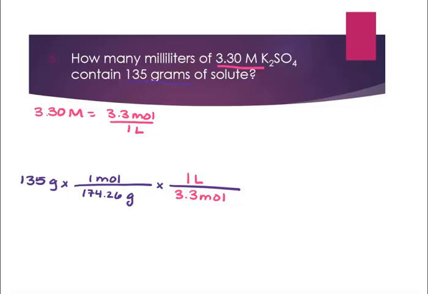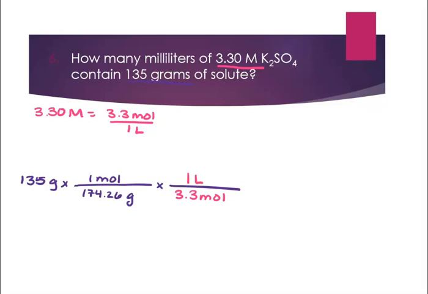The 1 always goes with the liter, so if you can figure out where the liters go, you know that that's the 1, and then the value of your molarity, in this case 3.3, always goes with the moles, so that goes wherever you didn't put the liters.